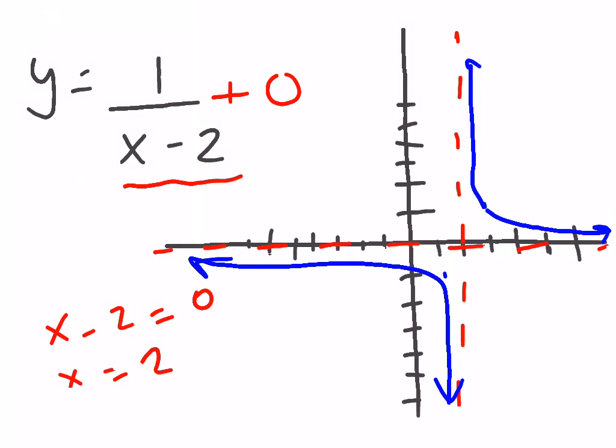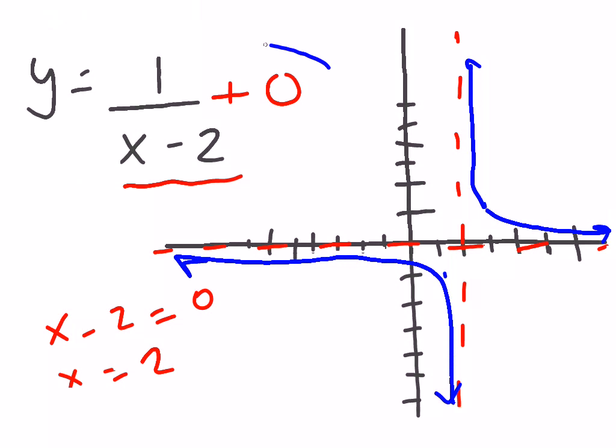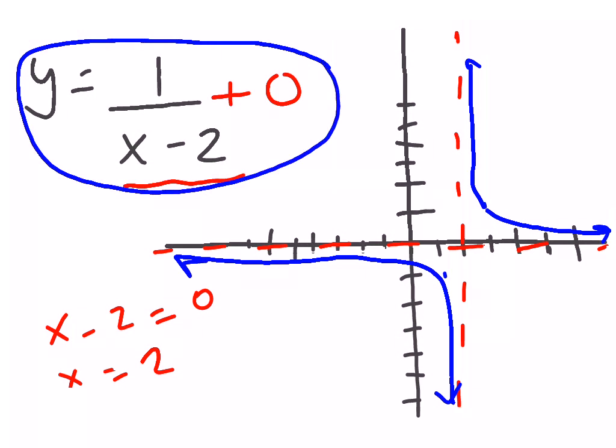This one down here probably could have been a little bit better. Let me try to draw it a little better for you. It's right through that point. Okay? So that's the graph of this equation right here. Very simple. But let's talk about some other things about it.